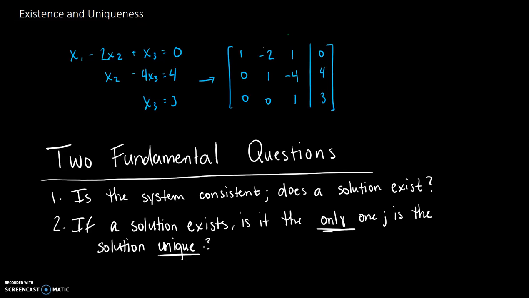So always ask yourself, when it comes to a solution of your system, or when you first get a system, do we have a consistent system? Does a solution exist? Number one. And if a solution exists, is it the only solution? Is it a unique solution? Or are there more than one solutions to this system?